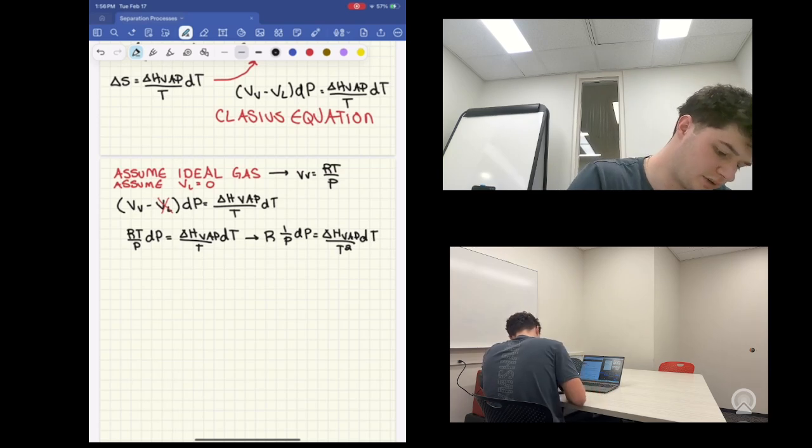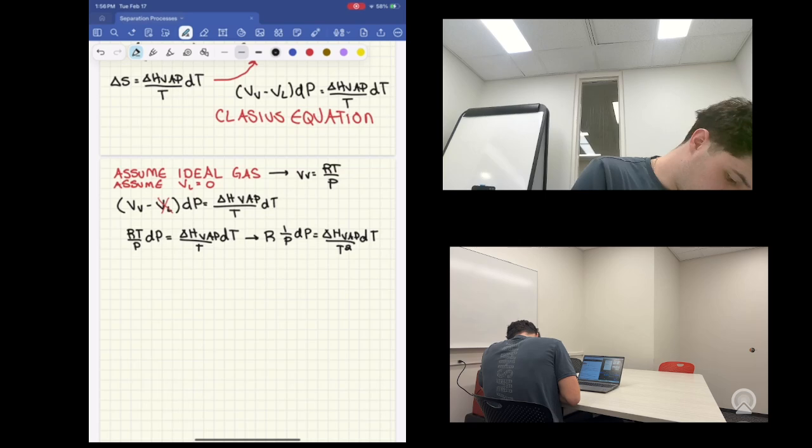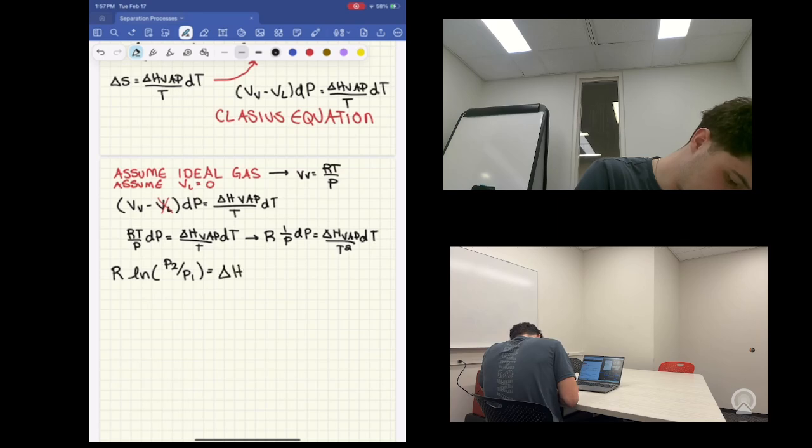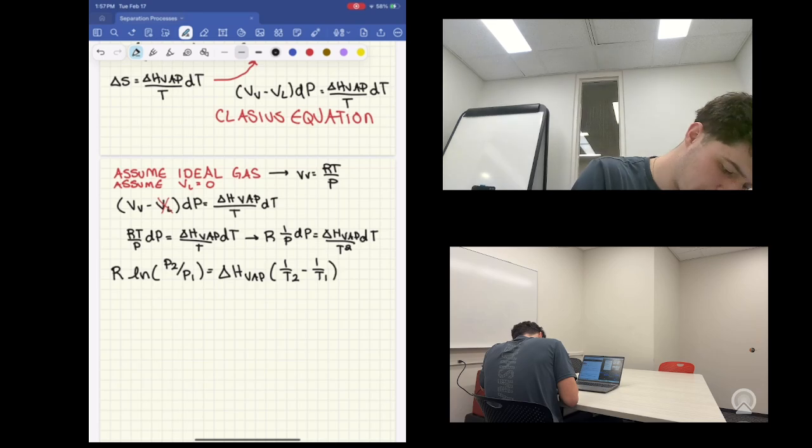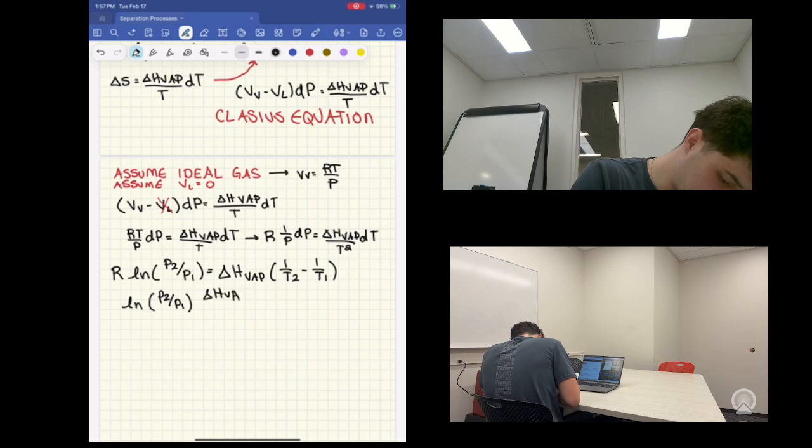So now we will start integrating this, in which you will get R times ln of P2 over P1 is equal to delta H vaporization times 1 over T2 minus 1 over T1. And then we will move the R over to the other side, so we will have ln P2 over P1 equals negative H vap over R times 1 over T2 minus 1 over T1.